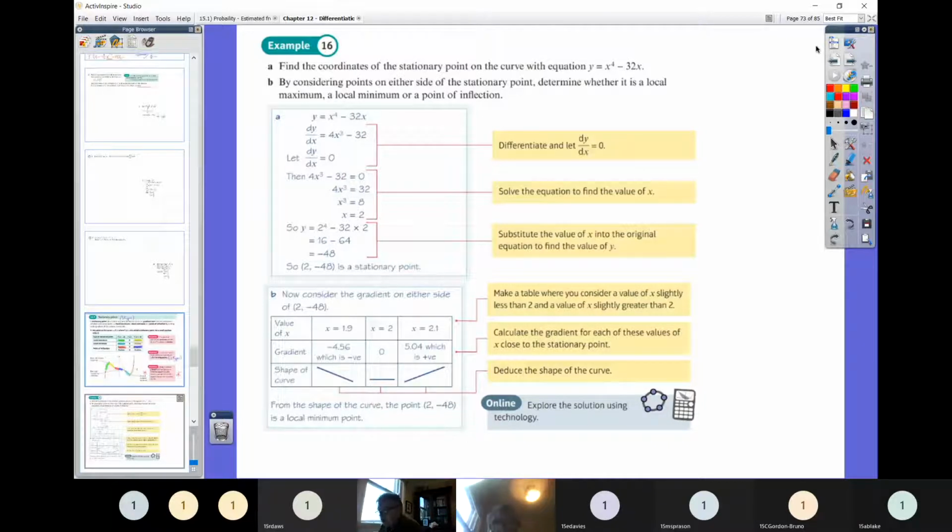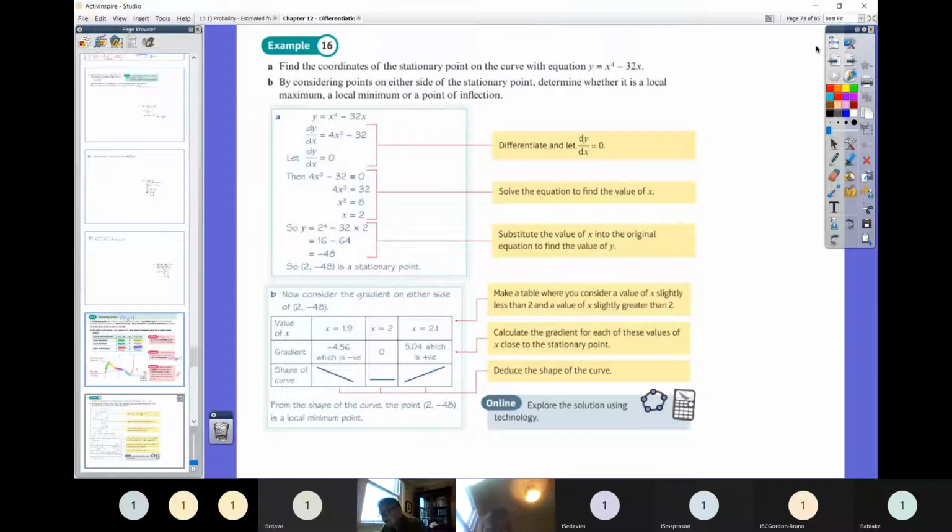Okay, so example 16 is very straightforward. They've just differentiated the curve. We're trying to find where the stationary point is, so we've set dy/dx equal to 0. We've then worked out that x is 2, and then we've substituted it into the original curve to work out the y value. So we've done plenty of that, so we know what the stationary point is.